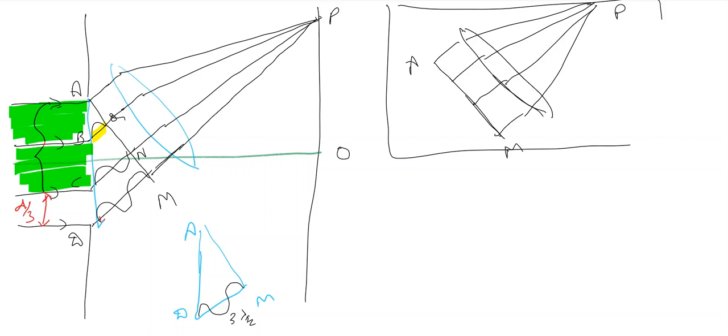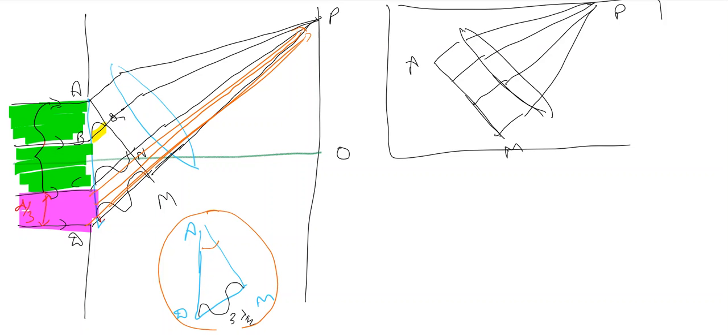But then I have this part, waves in CD, which are not being cancelled out. So all these waves will reach point P without any disturbance, without any separation, and hence P point will be a bright point. So I can say that if this condition is satisfied, then P point will be a bright point.